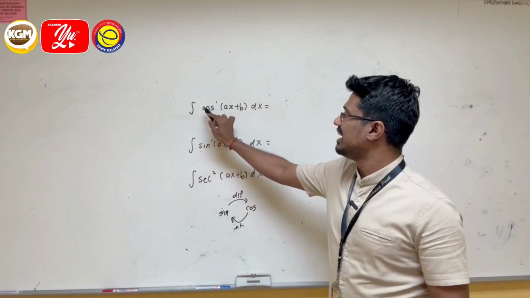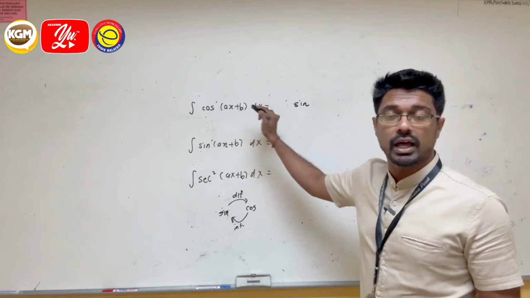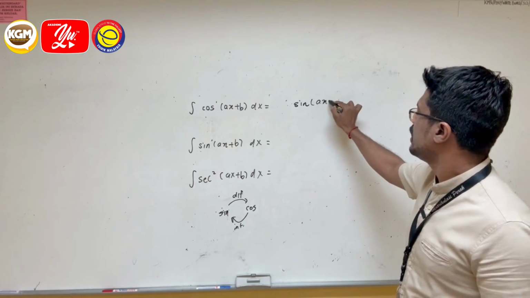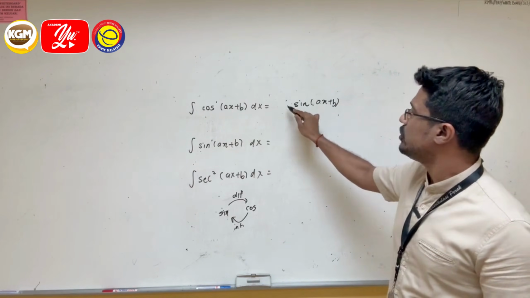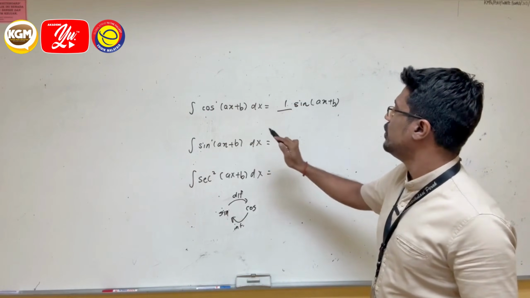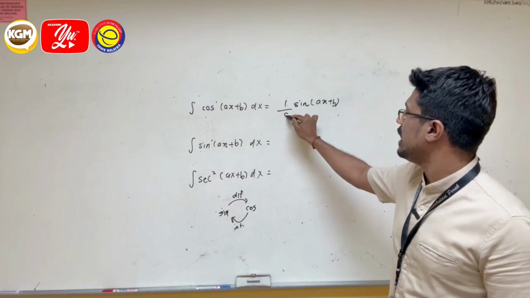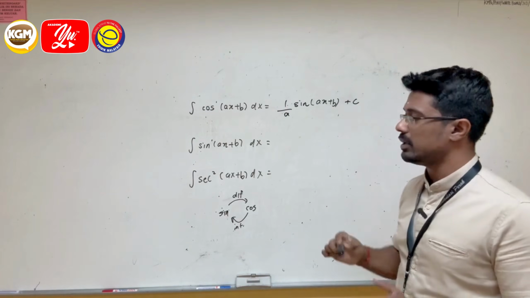So I see here integrate cos. I go and write sine. Sine of what? You copy this guy. And now we should be putting something in front. What is it? 1 over the derivative of this. So you differentiate this, you're going to get a, and then you go and put plus c.